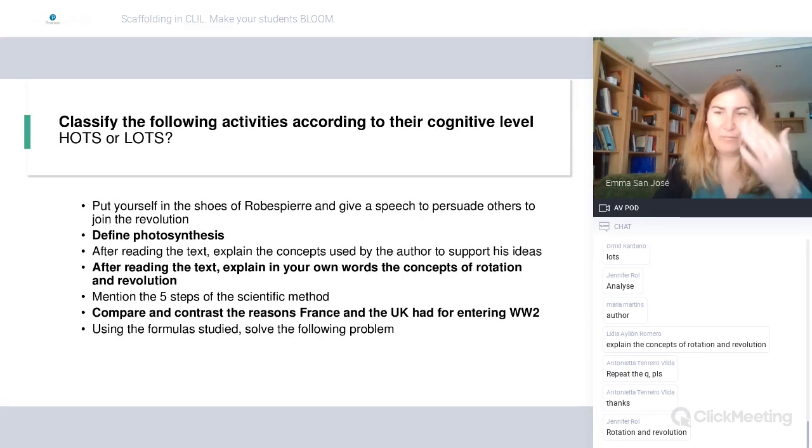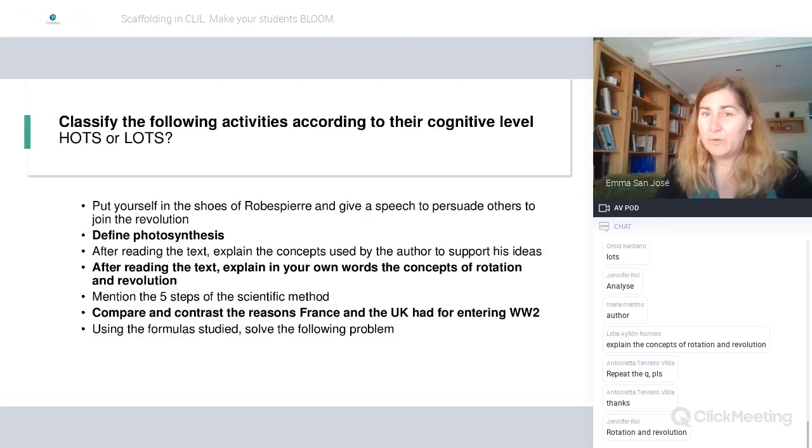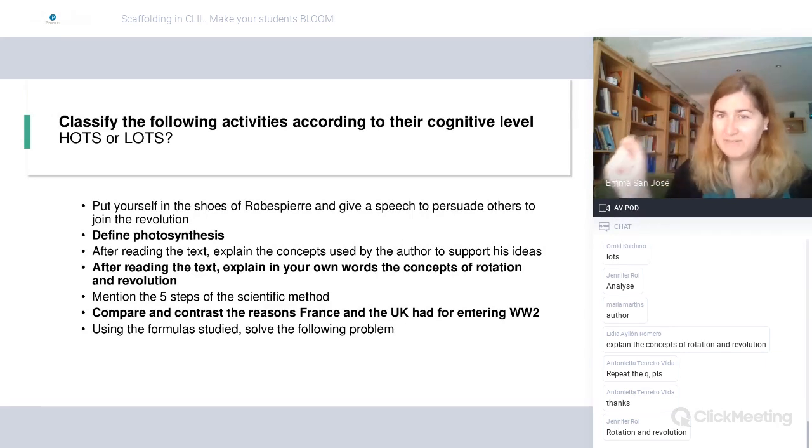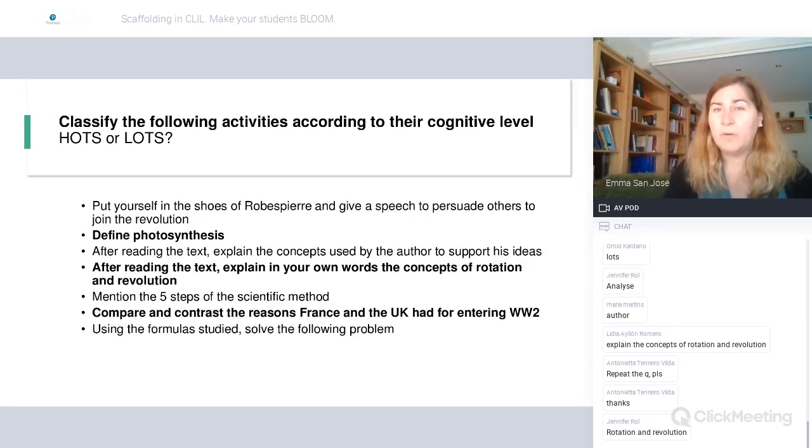Okay, I won't keep you in suspense any longer. The concept of rotation and revolution would be lower order thinking skills, like you have understood that, now explain it in your own words. But explaining the concepts used by the author to support his ideas is far more complex because you need to analyze the text, you need to identify what the ideas of the author are, and then what in the text supports those ideas. So that's obviously going to be more complex from a cognitive point of view. And the concept of rotation or revolution is something that you have learned, and you simply have to explain in your own words.